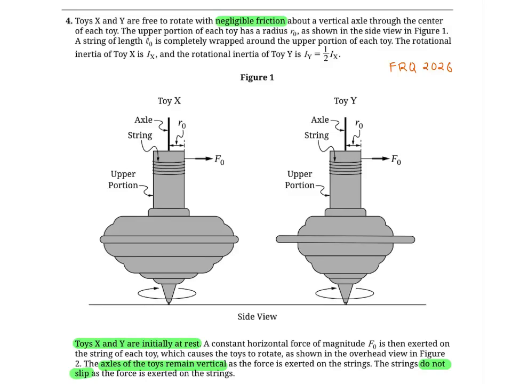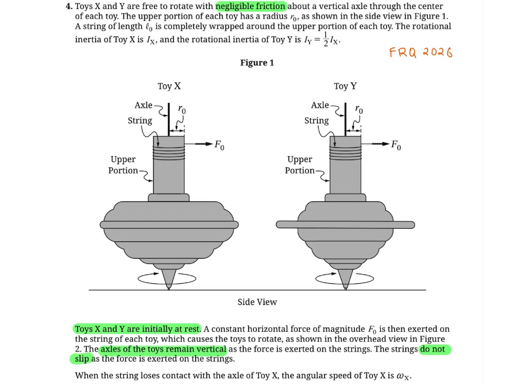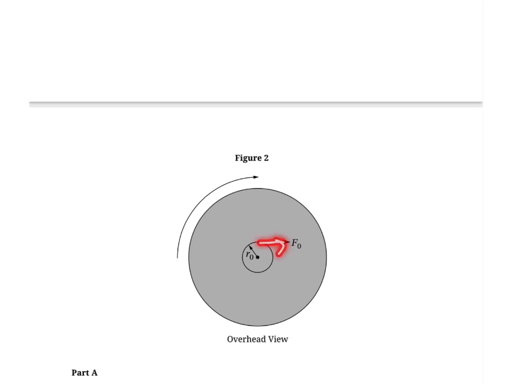So this is FRQ 2026 question number 4, in which we have been given toy X and Y, which are free to rotate about a vertical axle. So this is the vertical axle, and negligible friction has been given. The upper portion of each toy has radius R naught. So it will look like this from the overhead view, that this is radius R naught and a constant force F naught has been applied. So due to this force F naught, there will be torque and this toy will start rotating.